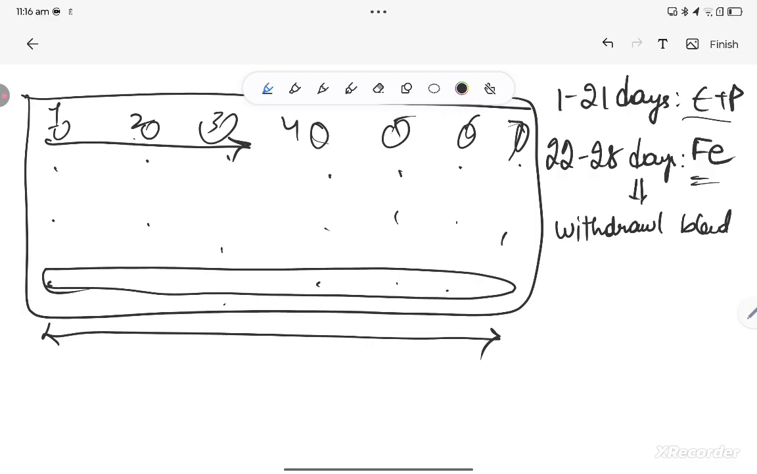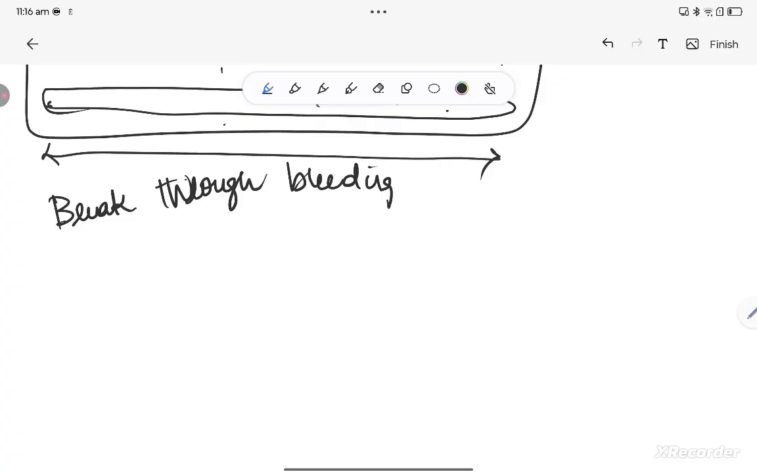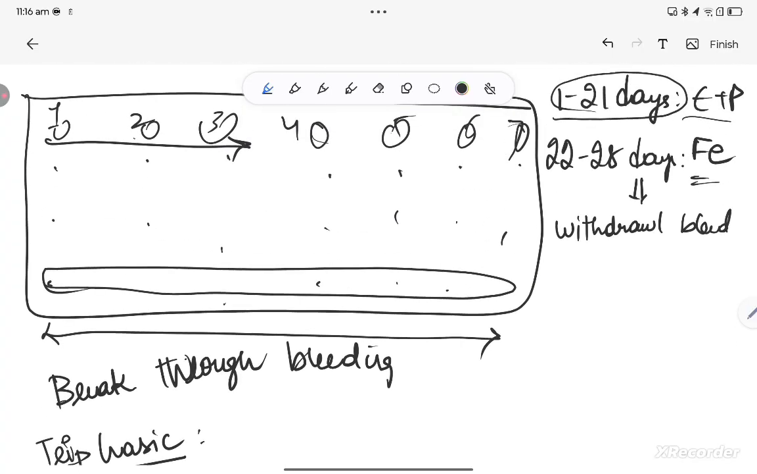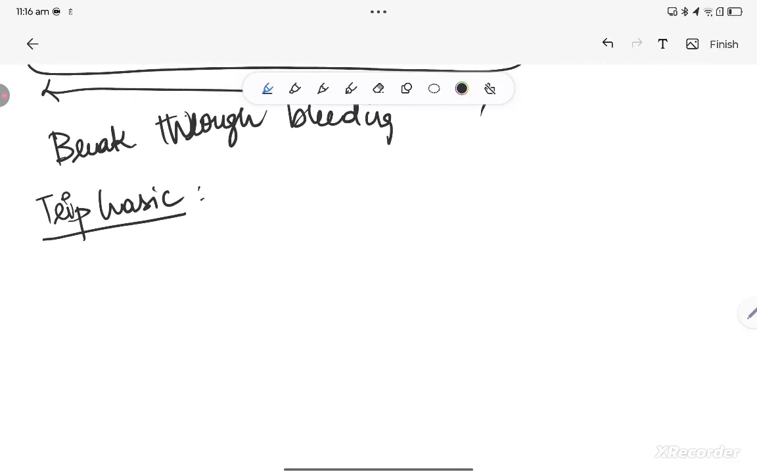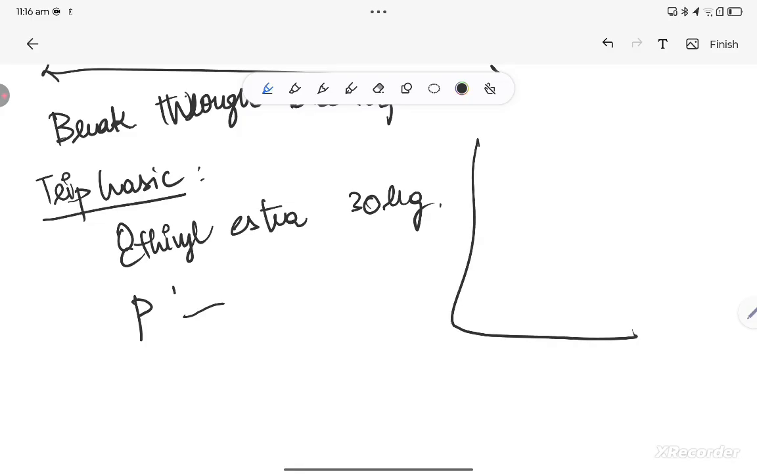For some patients, even during 1 to 21 days, there is always a chance of breakthrough bleeding. To overcome this breakthrough bleeding, we have introduced the triphasic pill. Because physiologically, progesterone is not the same throughout our menstrual cycle. So, what they have done is, ethinyl estradiol is standard, constant, 30 micrograms. But progesterone is slowly increased. Let us take this as a graph. Ethinyl estradiol concentration is standard, but progesterone concentration is slowly increased.